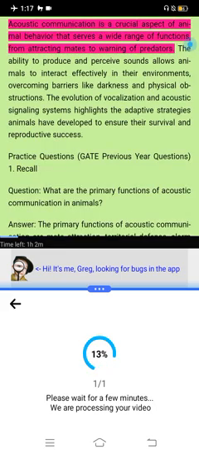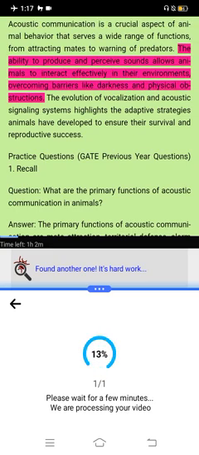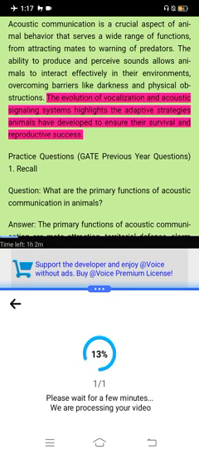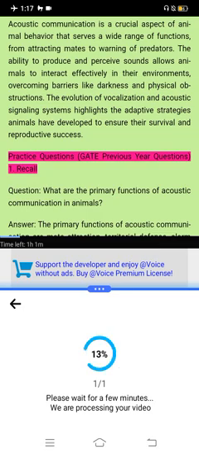Conclusion. Acoustic communication is a crucial aspect of animal behavior that serves a wide range of functions, from attracting mates to warning of predators. The ability to produce and perceive sounds allows animals to interact effectively in their environments, overcoming barriers like darkness and physical obstructions. The evolution of vocalization and acoustic signaling systems highlights the adaptive strategies animals have developed to ensure their survival and reproductive success. Practice questions. Previous year questions.